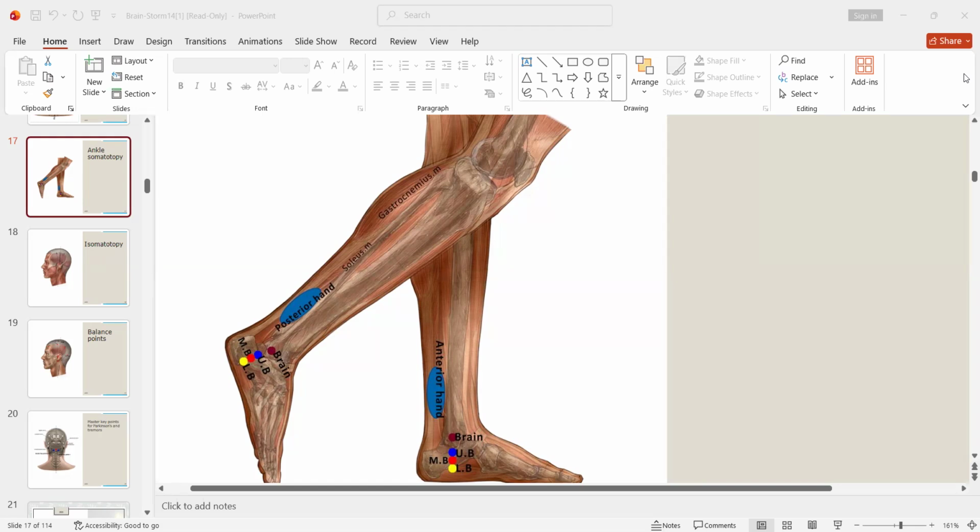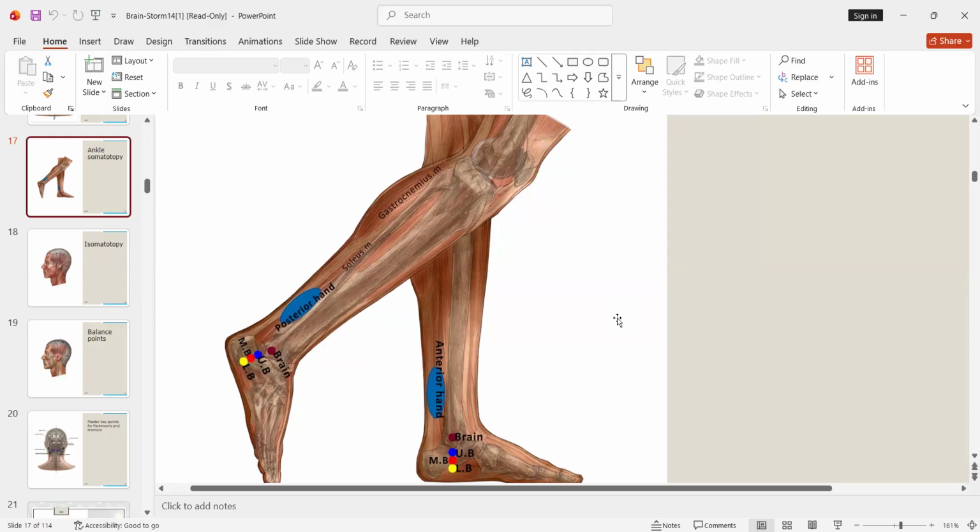Sir, please, I have a question. This brain point, is it at the medial malleolus or the lateral malleolus? On both sides. Medial malleolus treats the front side, and lateral treats the back side. Okay, sir.